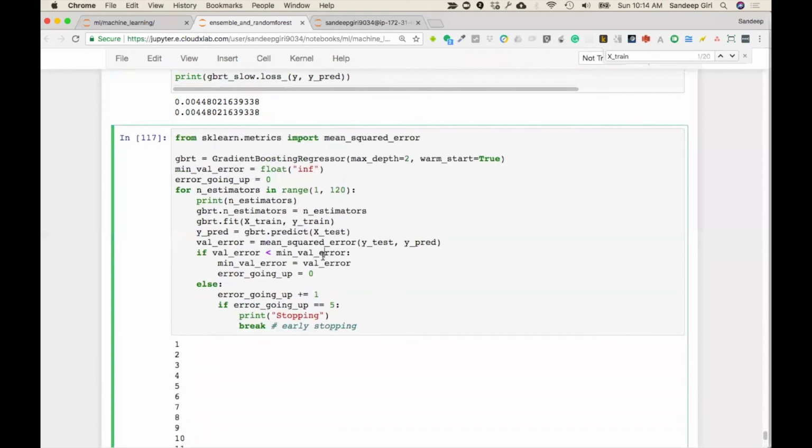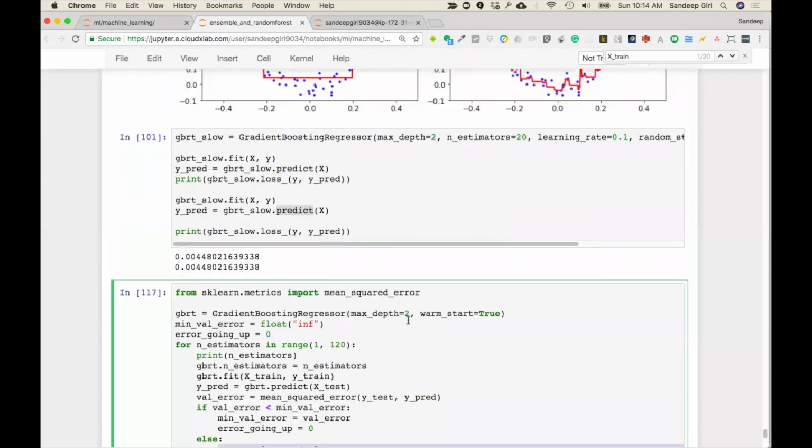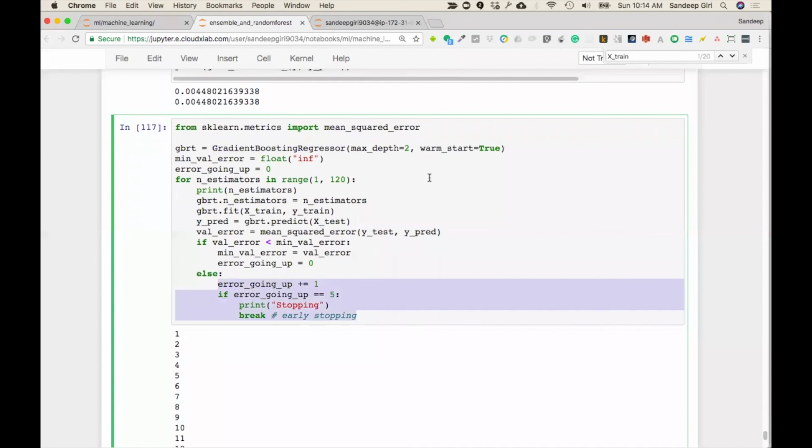So what we are doing here is observing if the error is going up 5 times consecutively, then we are stopping. So this is another way of early stopping. There were two ways we talked about. One was using stage predict, as in we can stop actually, and the second one was using warm start. Warm start will remember the previous trainings and will add to that one instead of starting from the beginning.